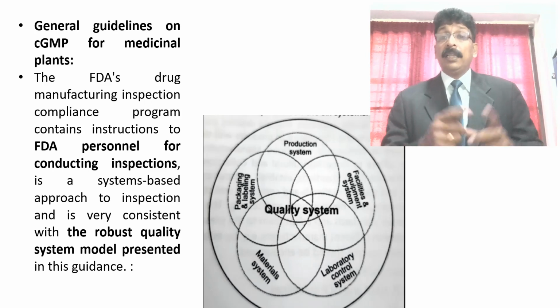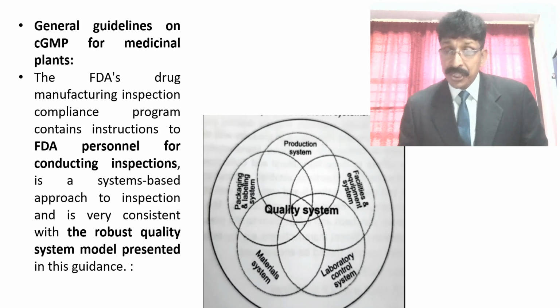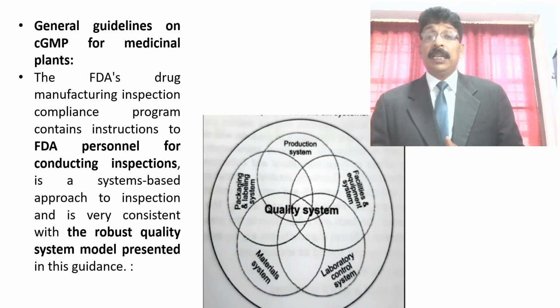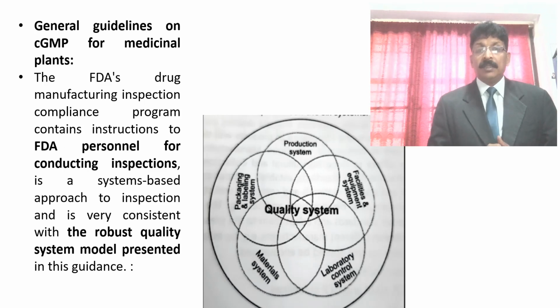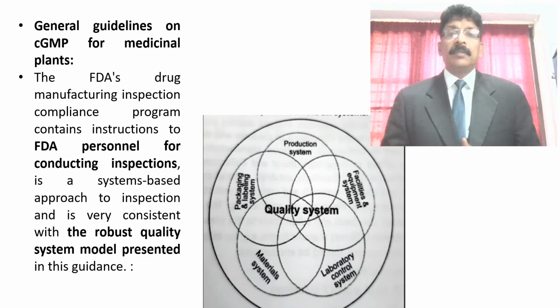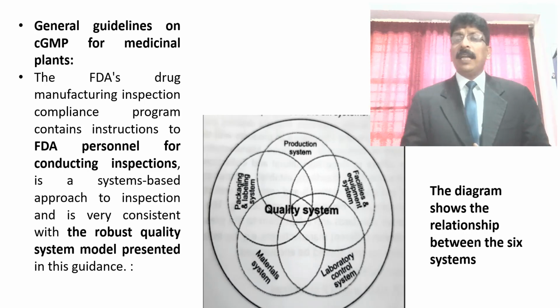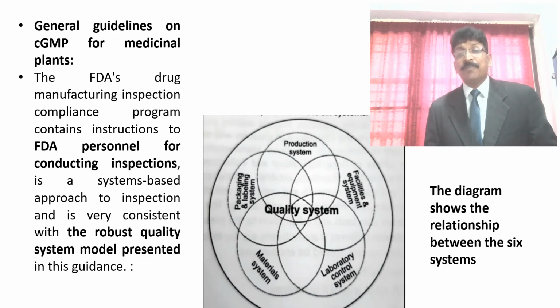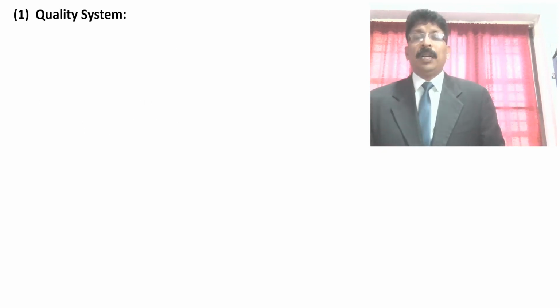And the other 5 besides the quality system are production system, facilities and equipment system, laboratory control system, material system, packing and labeling system. So the diagram shows this relationship between the 6 systems which I have told you. Now we will see them individually.